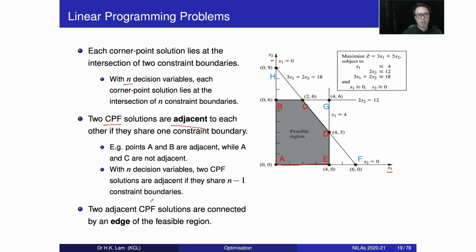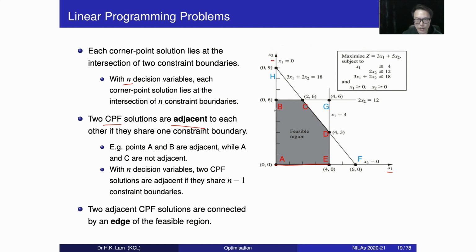So we have some more explanation right here, and we can also extend the two variables into n variables. With n variables, if the corner points are shared by n minus one constraint boundaries, then they are adjacent in the n-dimensional space. So when we have two adjacent corner point feasible solutions, just like A and E, we call this an edge.